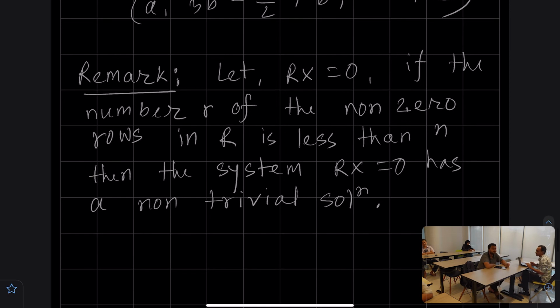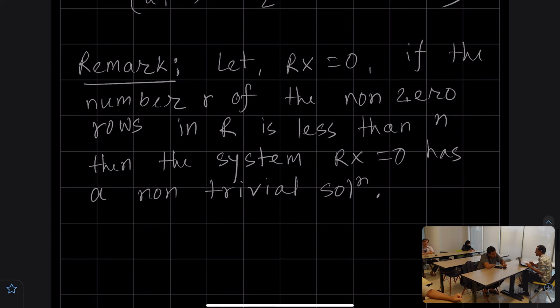And in the solution, you can write the r leading variables in terms of n minus r free variables, right? In this case, you have at least one free variable, because r is strictly less than n. You can have more. As long as you have at least one free variable, that gives you the freedom of choosing a non-trivial solution.